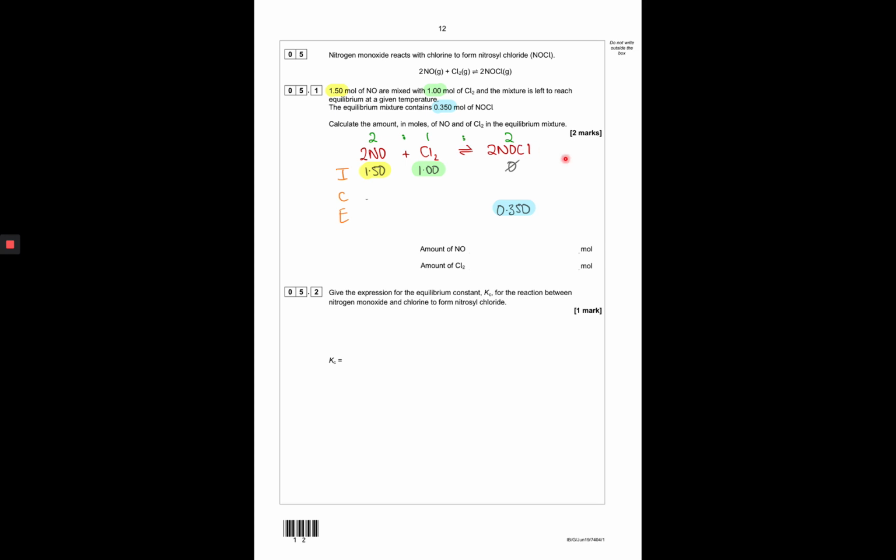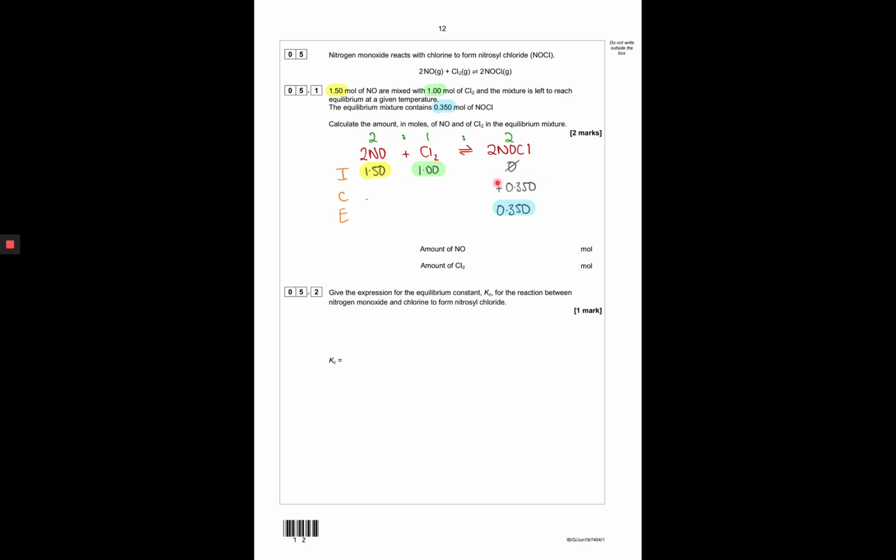So it helps to draw this little table out, really. So now I know what the NaCl was at the beginning, I know what it was at the end, so therefore I know what its change is. And then when I look at the other, the NO and the Cl2, their changes are going to be related to the change of the product, but we've got to remember about molar ratios.